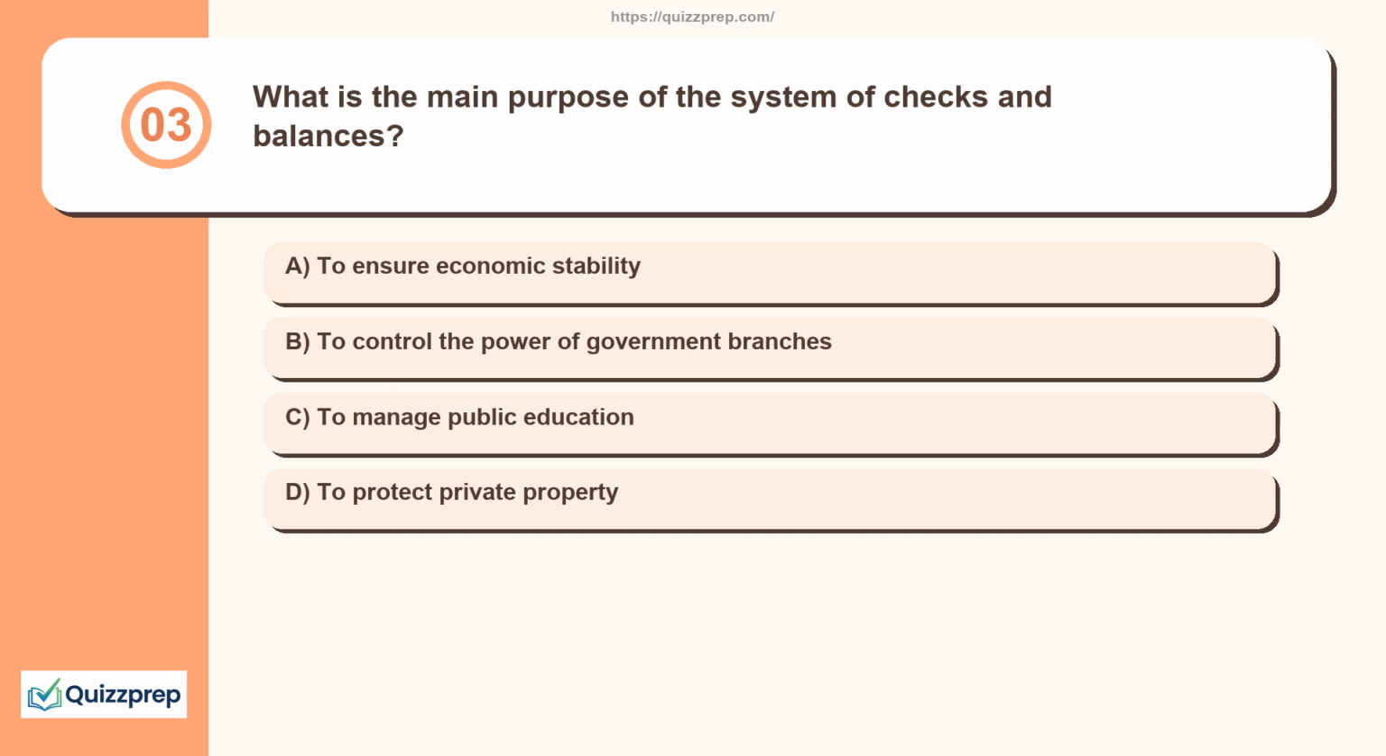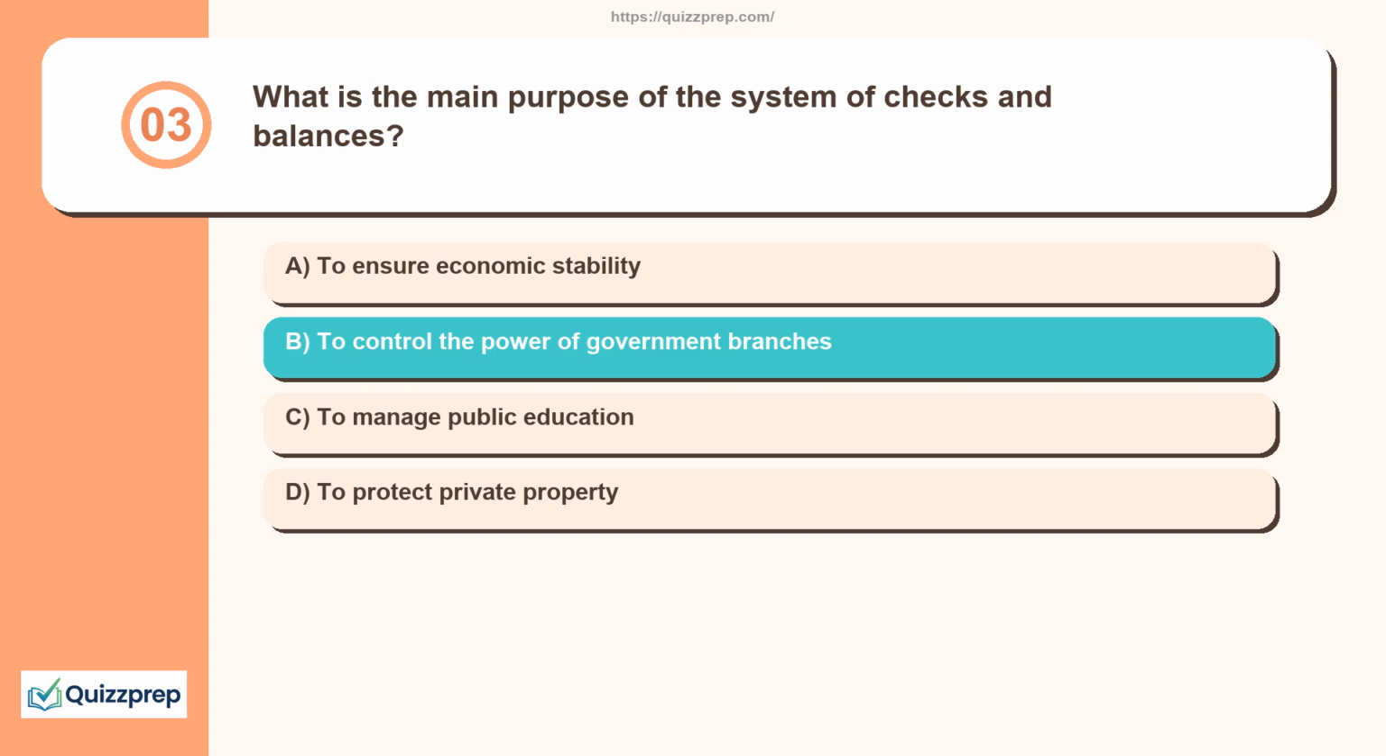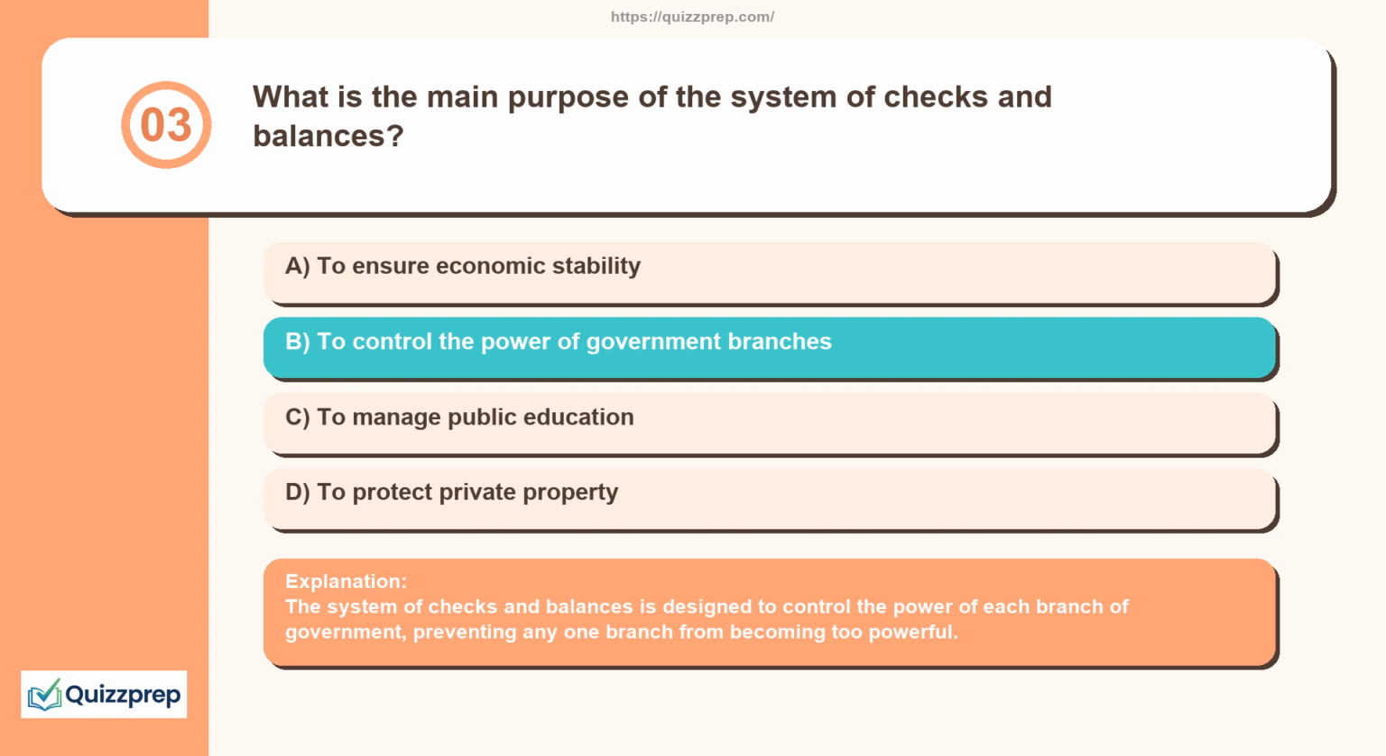Question 3. What is the main purpose of the system of checks and balances? To ensure economic stability, to control the power of government branches, to manage public education, to protect private property. The system of checks and balances is designed to control the power of each branch of government, preventing any one branch from becoming too powerful.